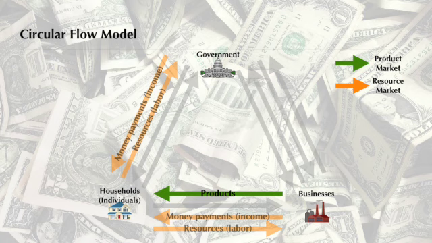Businesses then make products which are sold to households and the government in the product market. The government produces goods and services by using the resources that it purchases from households in the resource market. Likewise, the government produces goods and services for the benefit of businesses and households.